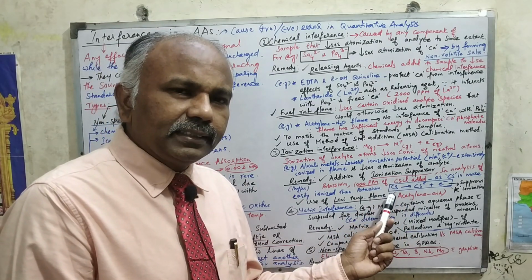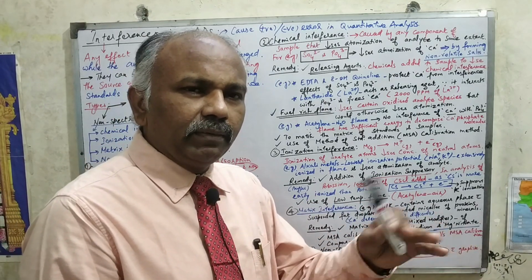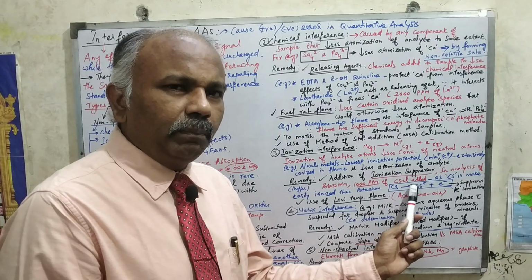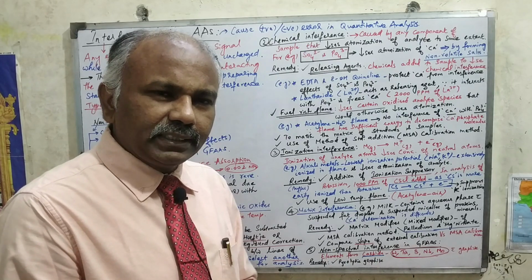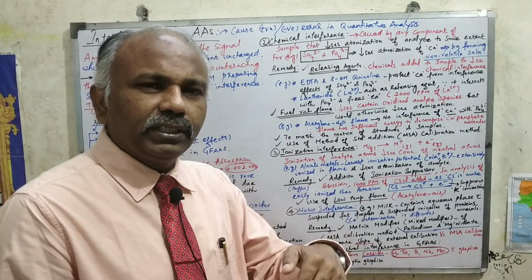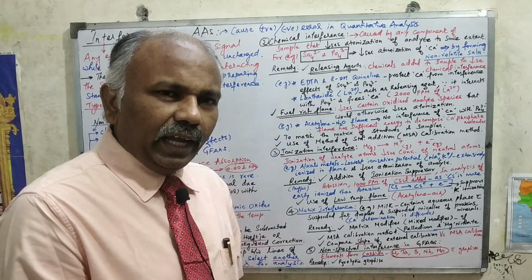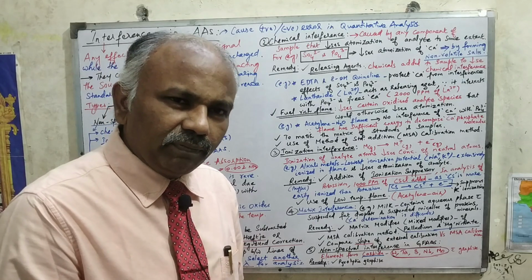Because when I add this, what will happen? The cesium will go for ionization very fast compared with the potassium. So when the cesium is ionized, I will get cesium ion plus more electrons. And when you have more concentration of electrons, they will suppress the ionization of your potassium in the sample. Is it clear? This is how the ionization suppressor acts to prevent the ionization interference.